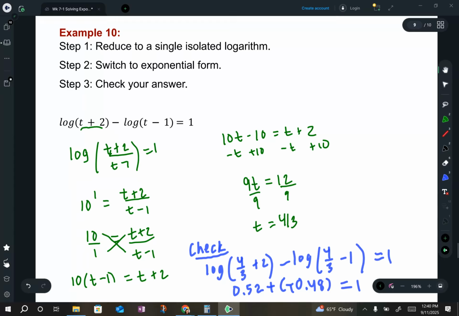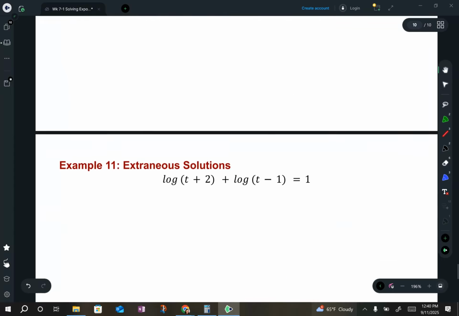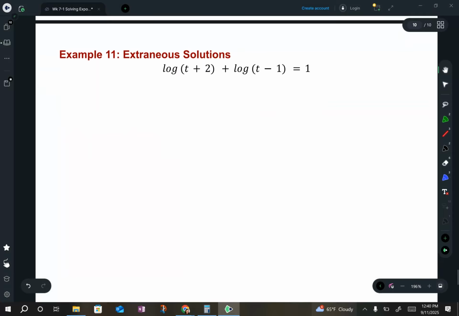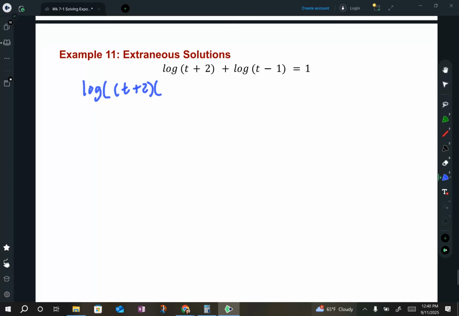All right, one more problem to do, the hardest one yet. We'll do this one together. This one's called extraneous solutions for a reason. So we have a log equation. We see that we have 2 logs being added. We're going to use our product property to give us log of (t plus 2)(t minus 1) equals 1. We're going to switch it to exponential form. 10 to the 1 equals (t plus 2) times (t minus 1).